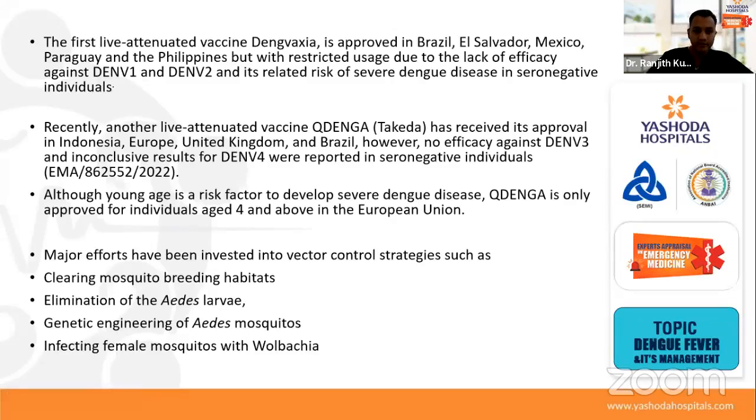Basically, ultimately, when we come to preventive measures, vector control measures have to be taken, like elimination of Aedes larvae, clearing mosquito breeding habitats, genetic engineering of Aedes mosquitoes, or infecting the female mosquitoes with Wolbachia bacteria. There are 4 S's in dengue: search and destroy the mosquito breeding places, secure self-protection from mosquito bites, seek early consultation when signs and symptoms of dengue are noticed, and say yes to fogging.